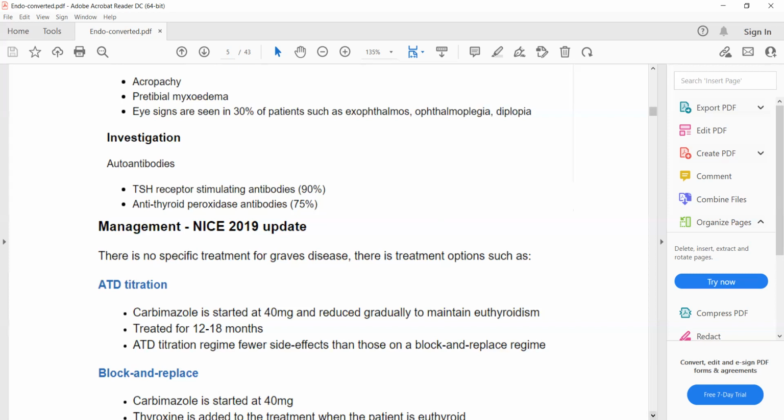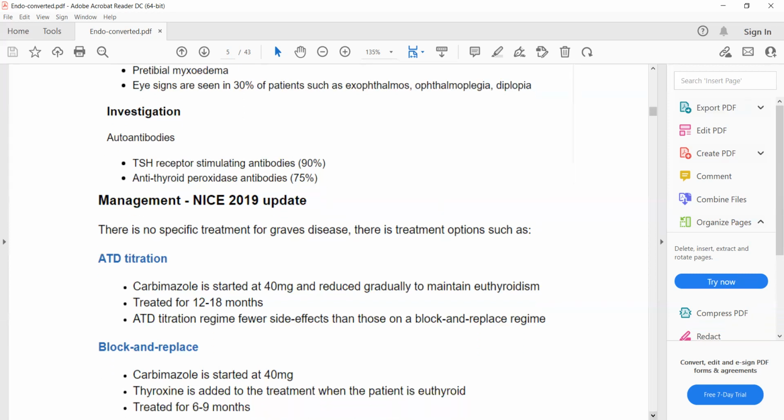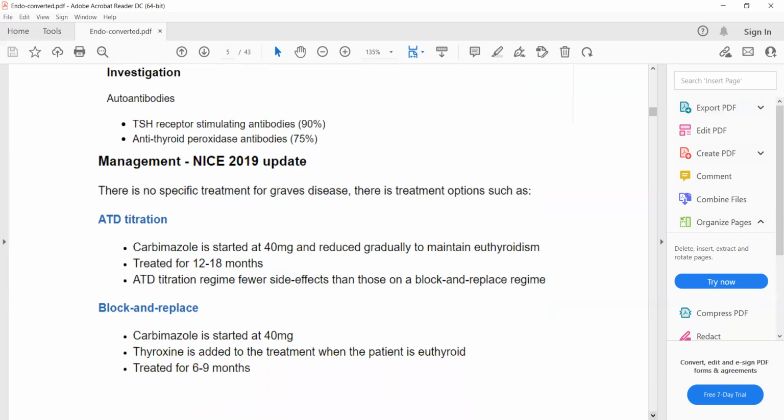Now, what is the management of hyperthyroidism? The drug of choice for treating hyperthyroidism is carbimazole because it needs to be taken only once daily.